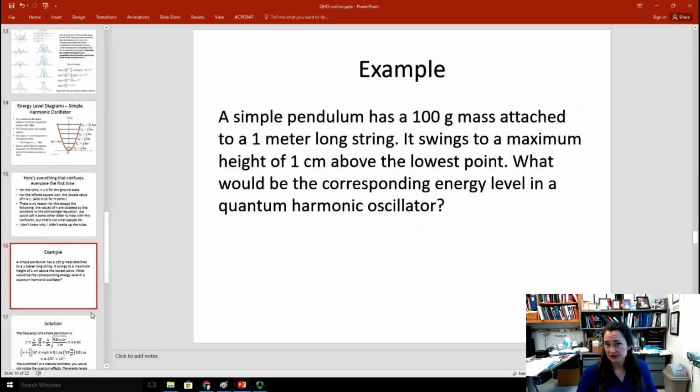Let me do a couple of example problems for you for these quantum harmonic oscillator problems. In the first one, I'm trying to highlight why classical oscillators don't look quantized. So here we go. A simple pendulum has a 100-gram mass attached to a 1-meter long string. It swings to a maximum height of 1 centimeter above the lowest point. What would be the corresponding energy level in the quantum harmonic oscillator?